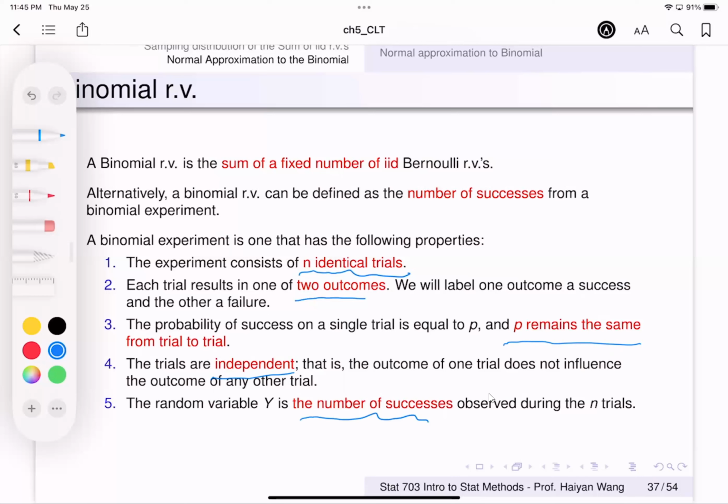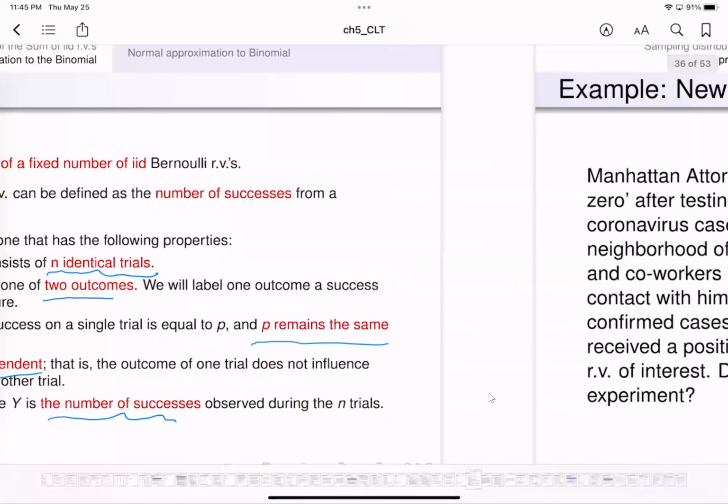So those are independent trials. And what we care about is the number of successes obtained from the n trials. Then this y is a binomial random variable. So the number of successes from a fixed number of Bernoulli trials is a binomial random variable.